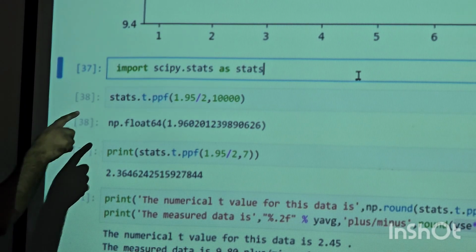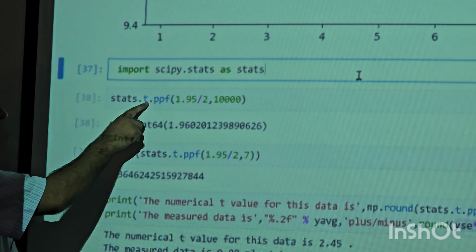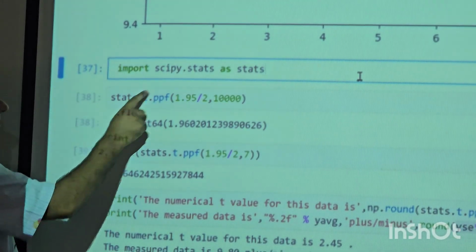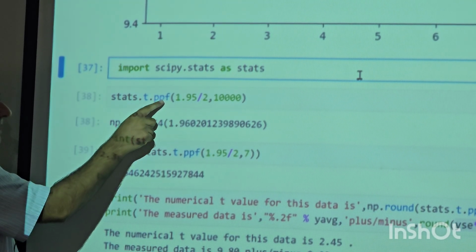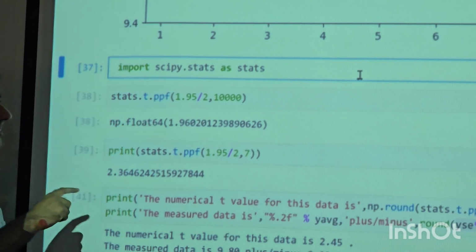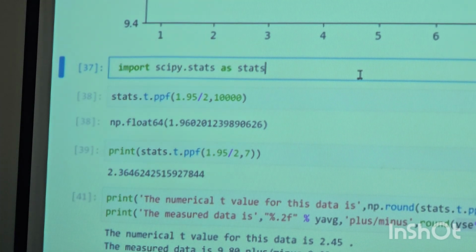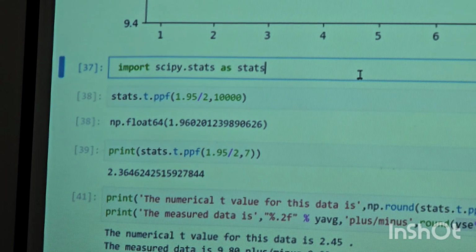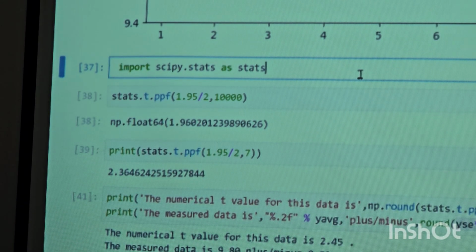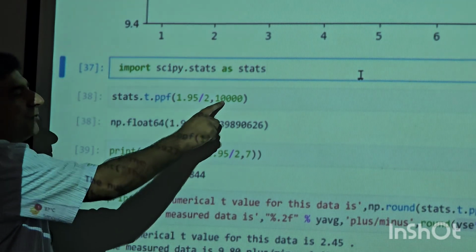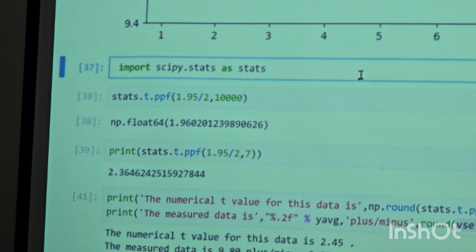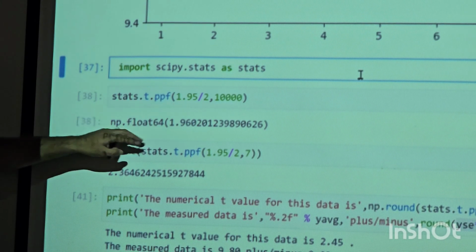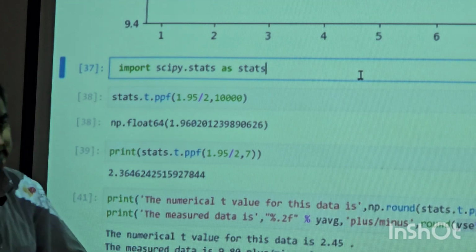So I take stats.t, this routine and this function t, and the PPF, the percentage point function, and here I have 1 plus the confidence, which is 1.95. I divide it by 2. Suppose I have a large number of data points, 10,000 or thousands of data points. Then this value turns out to be 1.96, as I mentioned over here.